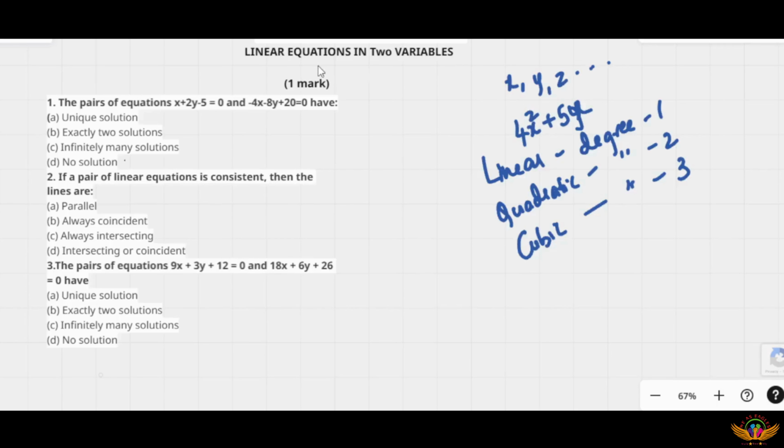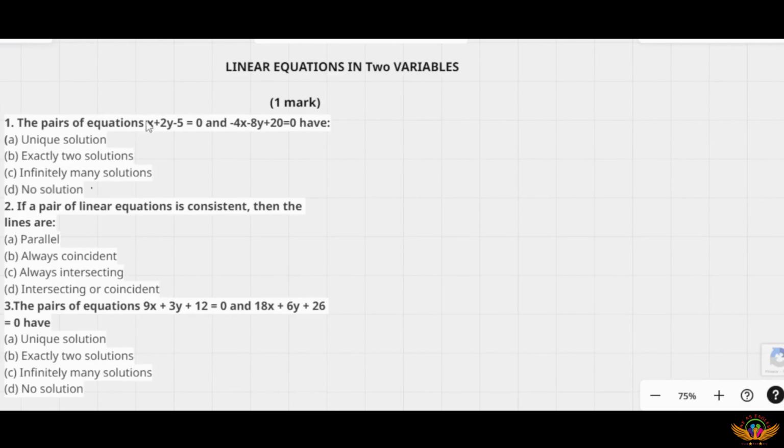In this chapter it's a linear equation, hence the degree will be only 1 and there will be two variables, x and y. X and y are the two variables that we are including, and the degree of both the variables will be 1. Yes, let us go to the first question.